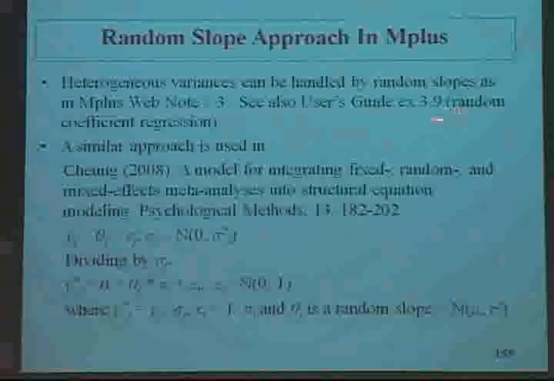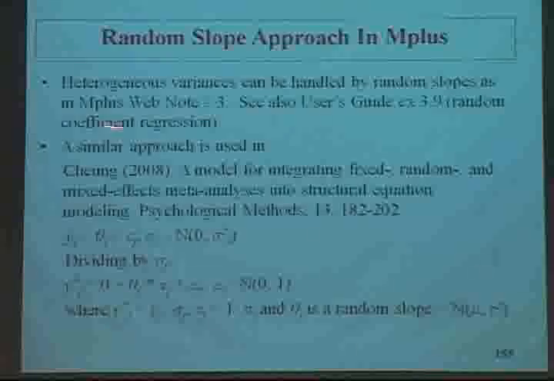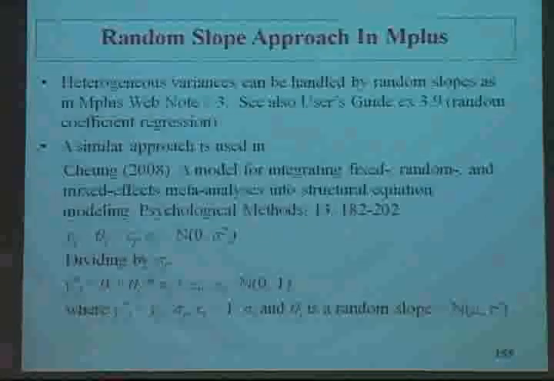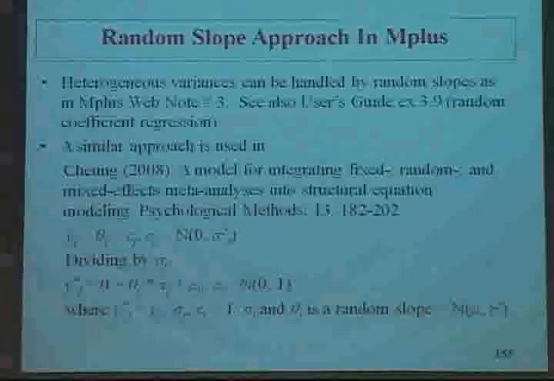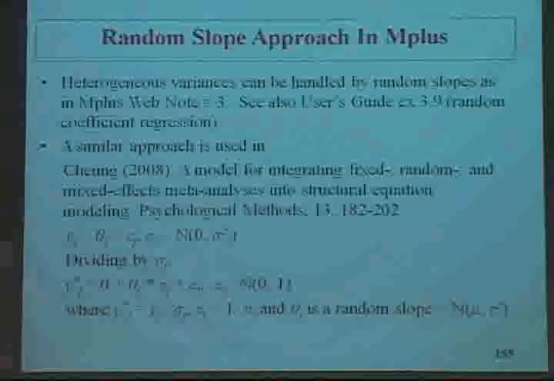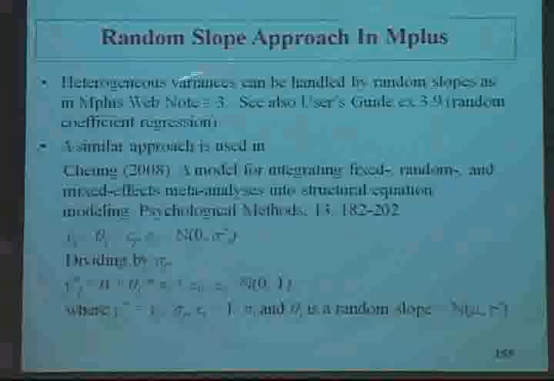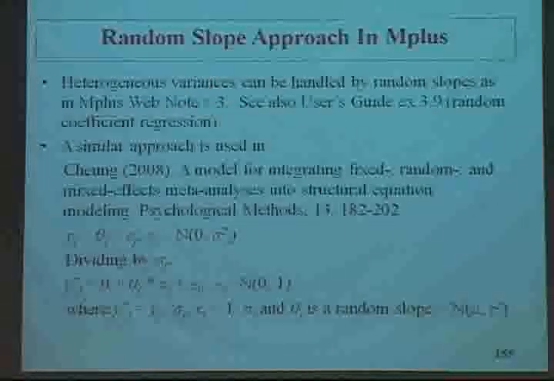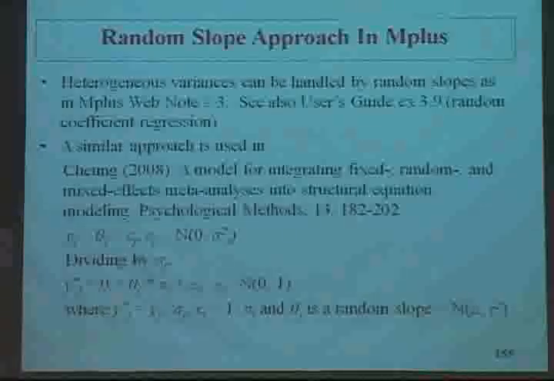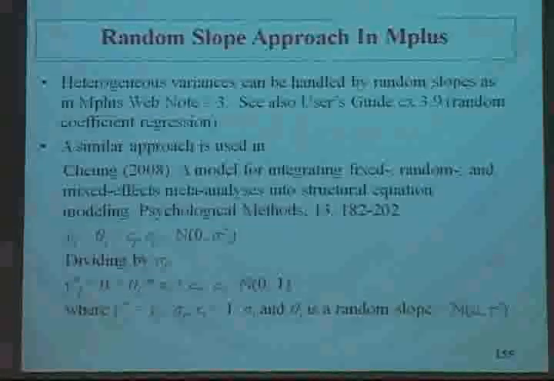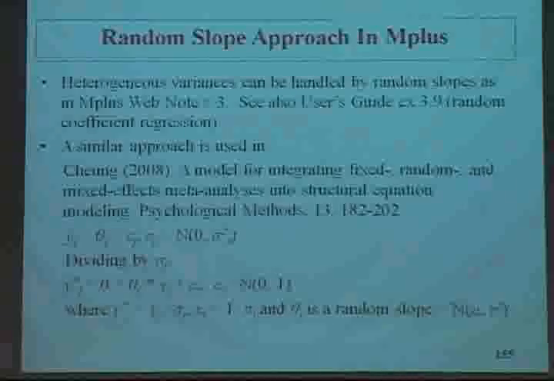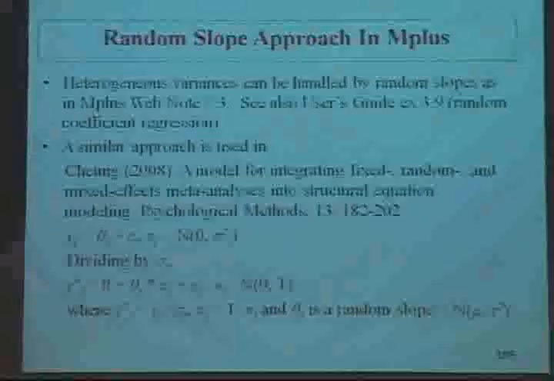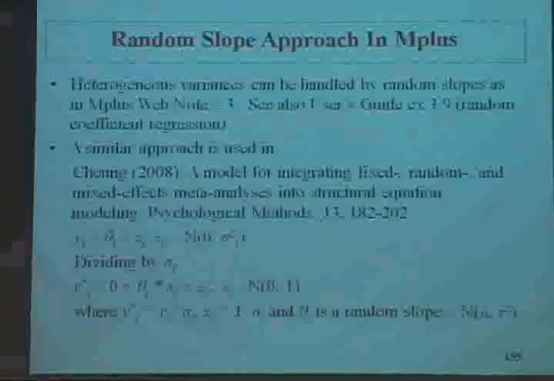We have a user's guide example 3.9, random coefficient regression it's called. It's popular in econometrics, and it's a way to allow for heteroskedasticity. You may want to take a look at that. We actually, Timur and I, explicated that in web note number 3, how to handle heterogeneous variances. So that comes in handy here because each of the 22 studies has a different variance. So we're going to draw on that trick.